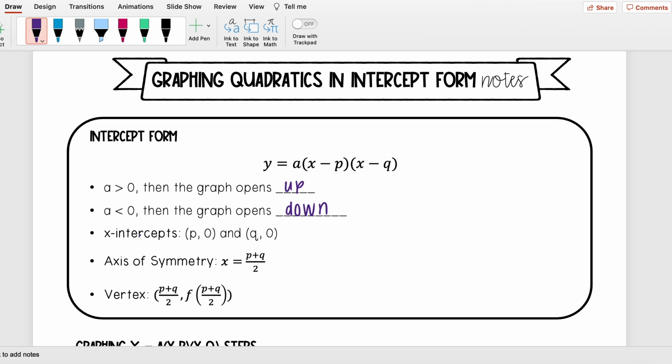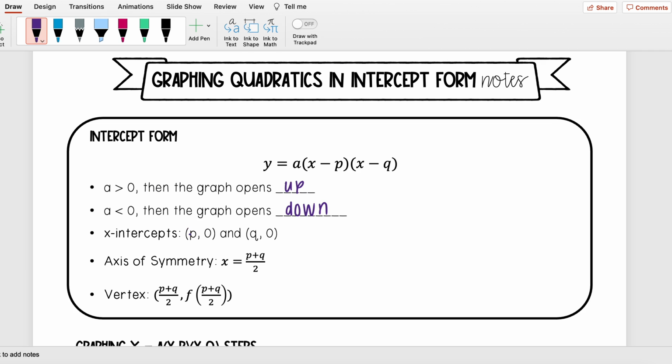And now, for this one, it's a little bit different from our standard form. From our standard form, we were able to see the y-intercept. It was (0, c), so it was that last number. Intercept form actually gives us our x-intercepts. And here we have 2. And so our x-intercepts are going to be (p, 0) and (q, 0). So whatever we are subtracting at the end here.